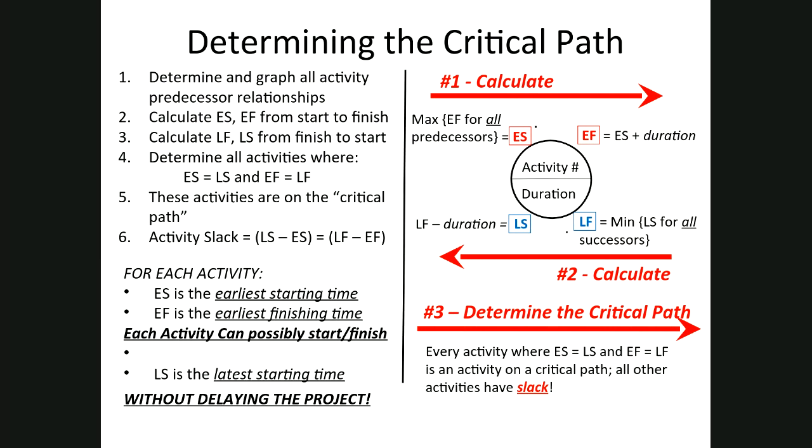We built the graph, we built the network. We calculated our early start and early finish times through the network. We went from the end of the network to the front, and we calculated our latest finish and latest starting time. And then we went back through the network and determined the critical path where early start times equal the late start and early finish equal the late finish. And any other activities where that was not true, where they weren't equal, were activities where slack existed.